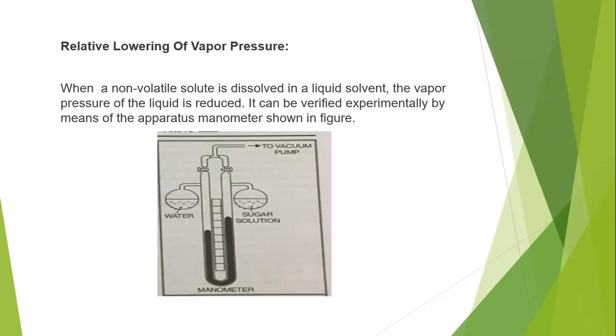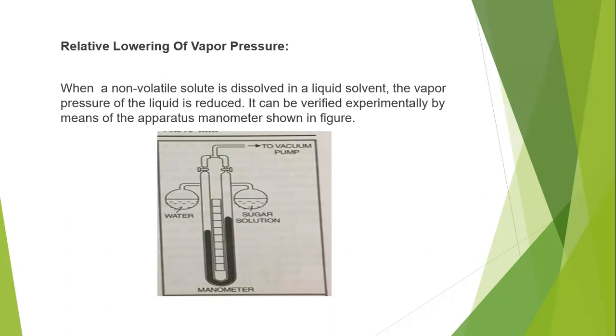When a non-volatile solute is dissolved in a liquid solvent, that means the solute must be non-volatile, and it is dissolved in a liquid solvent, the vapor pressure of the liquid is reduced. The reduction in the liquid's vapor pressure can be verified experimentally by means of the apparatus manometer shown in the figure. This is the instrument which we can use for the estimation of vapor pressure.